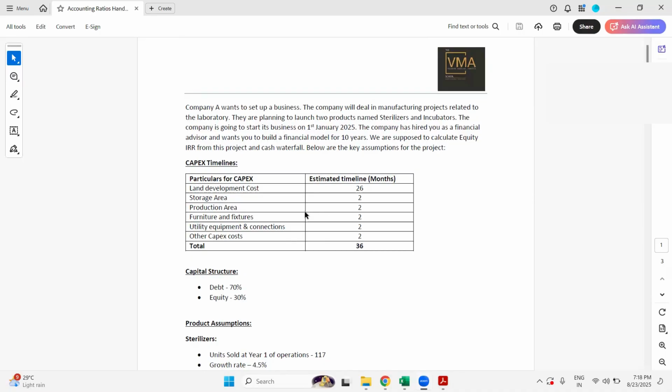Now, the total number of months, that is, till how many months I am going to incur capex, is currently 36 months, as we have assumed in this particular case study. By 36 months, I mean that 3 years will be for your capex. So for example, if you are starting from 1st January 2025, then your capex will end on 31st December 2027, and your operations will start from 1st January 2028.